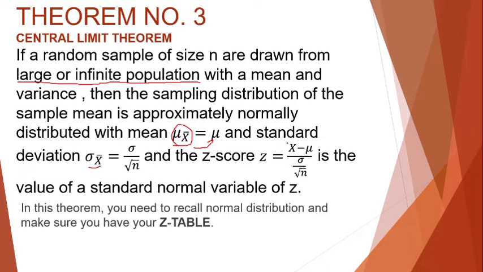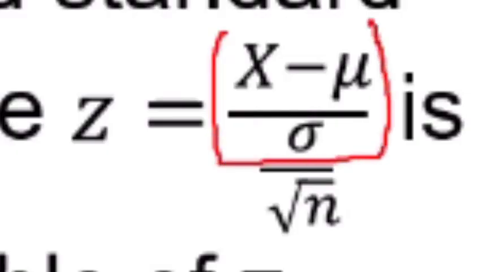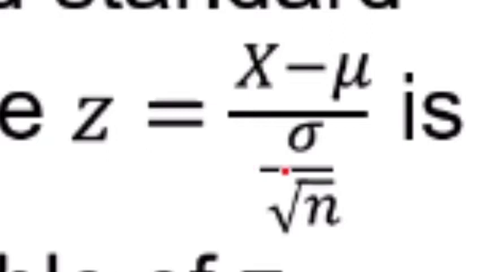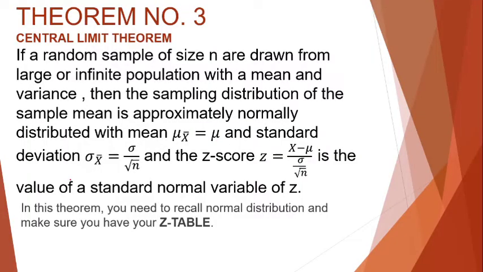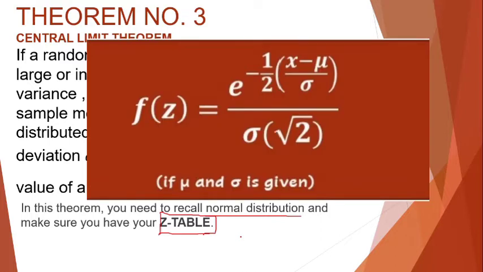As you can see, you are familiar with this since it was discussed in the normal distribution, but this time it's also all over the square root of the sample size, and z is the value of the standard normal variable. In this theorem, you need to recall normal distribution and make sure you have your z table. You can also use the formula I gave you in my last video, but it's up to you.